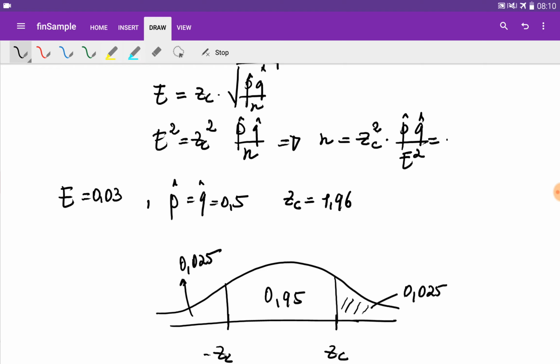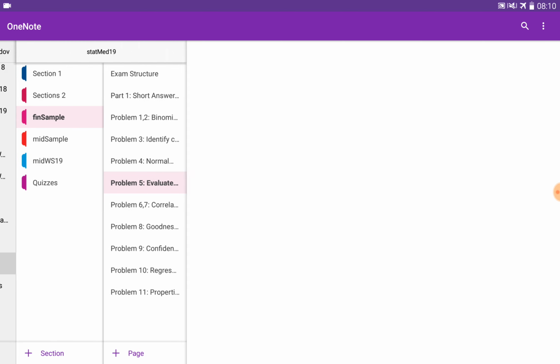So if we put everything in here, 1.96 squared, multiplied by 0.5 squared, divided by 0.03 squared, it is going to be equal to 1067.1. It means that we need to take at least 1068 people into our sample in order to make this kind of estimate.